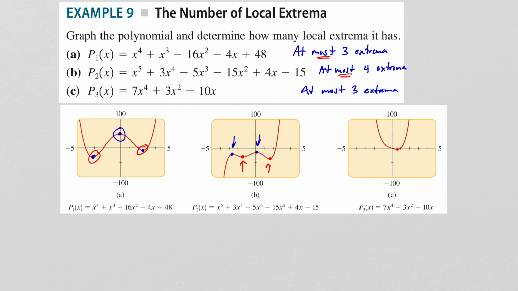But in the final graph, this one here, you'll notice that there's only 1 local extreme value, and that's a local minimum, right? And so even though we could have had at the most 3, in this case, we only had a single one. So again, there's more information on how to find actual extreme values in calculus, but for now, we primarily rely on the graphs to help us see the extreme values. And that concludes this video lesson.